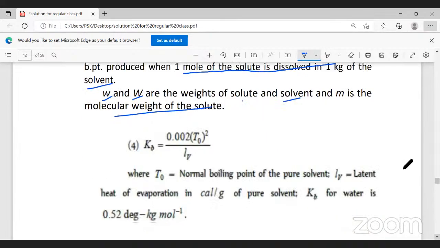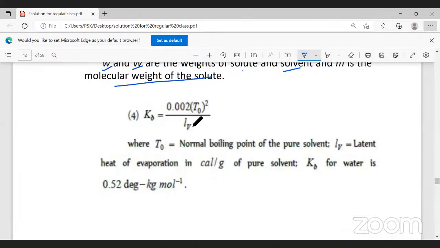The fourth formula is Kb is equal to 0.002 into T naught the whole square, T naught squared divided by LV. What is this T naught? It is the normal boiling point of the pure solvent. LV is the latent heat of evaporation in calories per gram of the pure solvent.